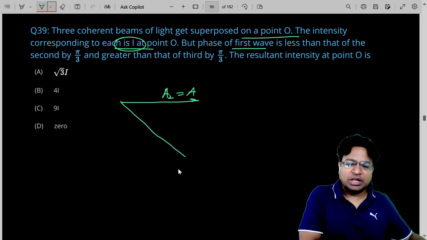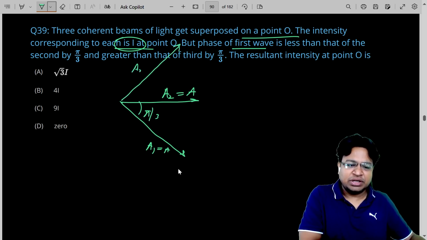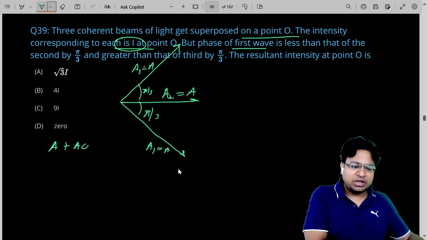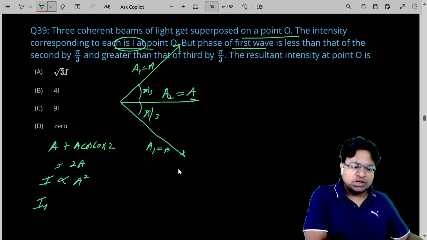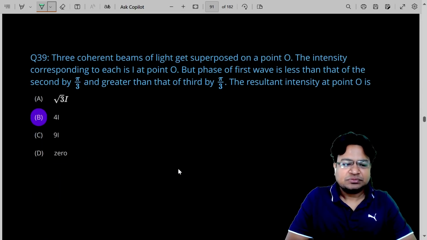So let me draw A1 here, which will also be equal to A, and this angle will be equal to pi by 3, which is 60 degrees, and it is greater than that of the third. So then A3 will be here. If I ask you to find out the resultant of these three arrows, it would be A plus A cos 60 into 2, which is 2A. Now if the intensity was I and that was proportional to A square, then the new resultant intensity would be proportional to (2A) square. So it will become 4 times the previous one. So 4I would be the right answer.